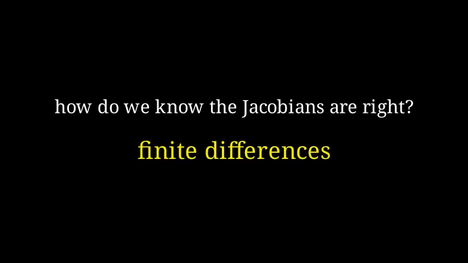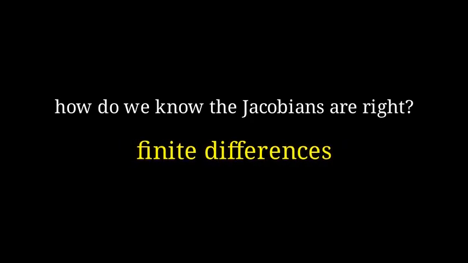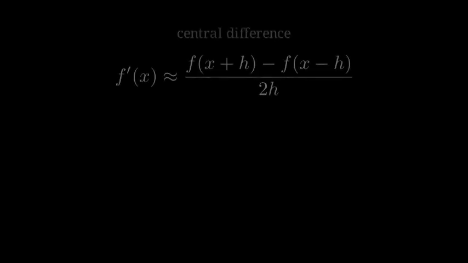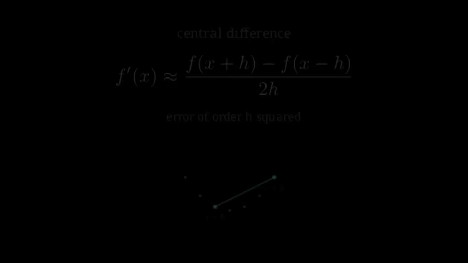We check them against finite differences, which are the computational echo of the very limit that defines a derivative. We use the central difference. F prime of x is approximately f of x plus h, minus f of x minus h, all divided by 2h, a small step size. This symmetric form has error of order h squared, noticeably better than the one-sided difference, which only gets you order h itself.